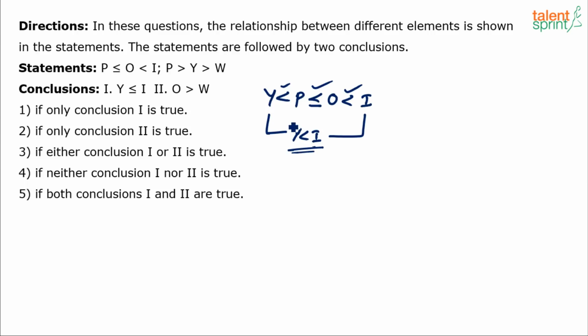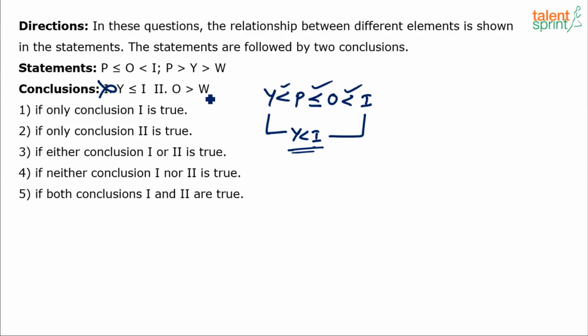But what is given in the conclusion? Y less than or equal to I. See, equality is not there, only less than. We are 100% sure that Y will be less than I. But here it says Y could be less than I or equal to I. Equality is not possible at all. So conclusion number 1 is wrong.